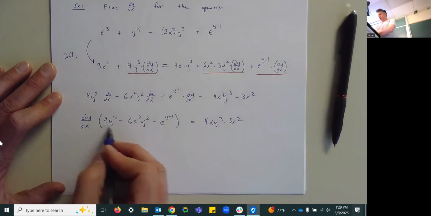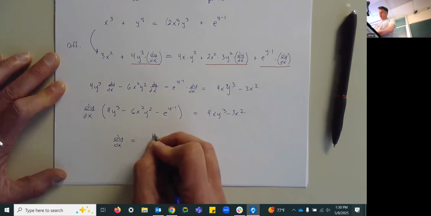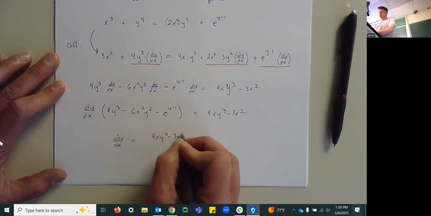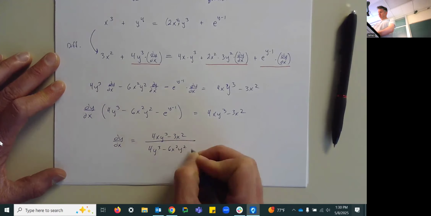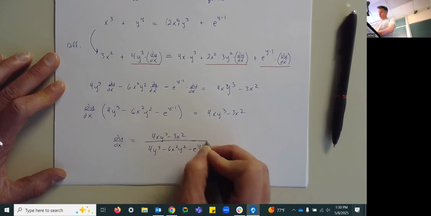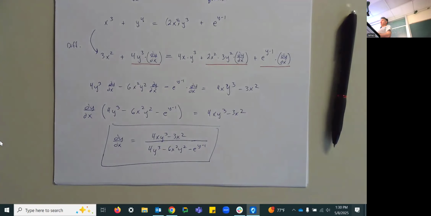Finally, we divide by all of that to get dy dx all by itself equal to 4xy cubed minus 3x squared over 4y cubed minus 6x squared y squared minus e to the y minus 1. And that's the general process for finding a derivative implicitly. You take the derivative of both sides, you put all the dy dx terms on one side, all the other terms on the other side, you factor out the dy dx, you divide by what's multiplying the dy dx. That's how it works. We'll talk more about it next week on Tuesday.